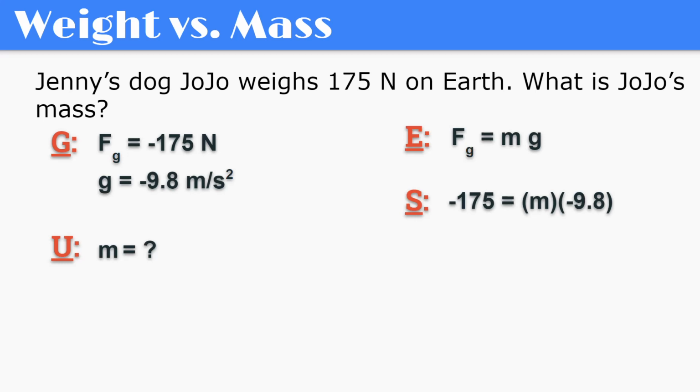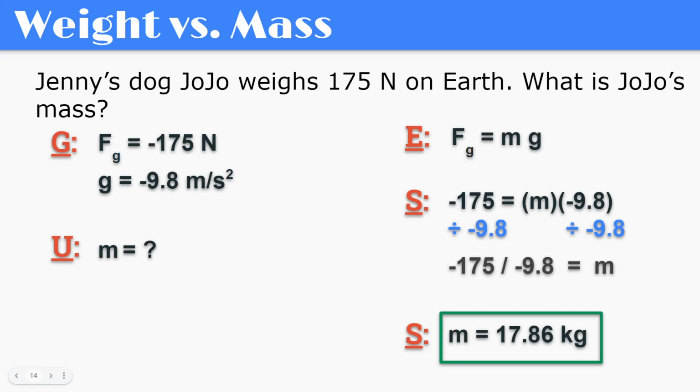I need to divide both sides by negative 9.8 so that I can get that variable by itself. So dividing both sides by negative 9.8, we'll cancel it over here. And then, of course, over here we have this, which equals 17.86 kilograms. Again, when you do this calculation, the mass that you get will be in kilograms. And if you use a mass for the calculation, it needs to be in kilograms. All right, so that would be Jojo's mass, 17.86 kilograms.